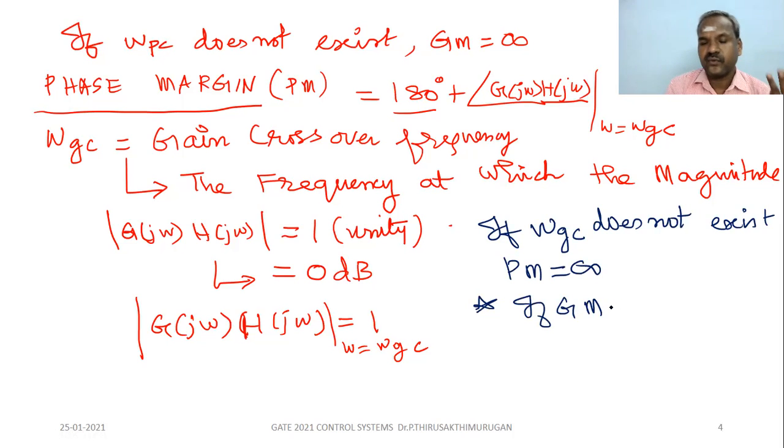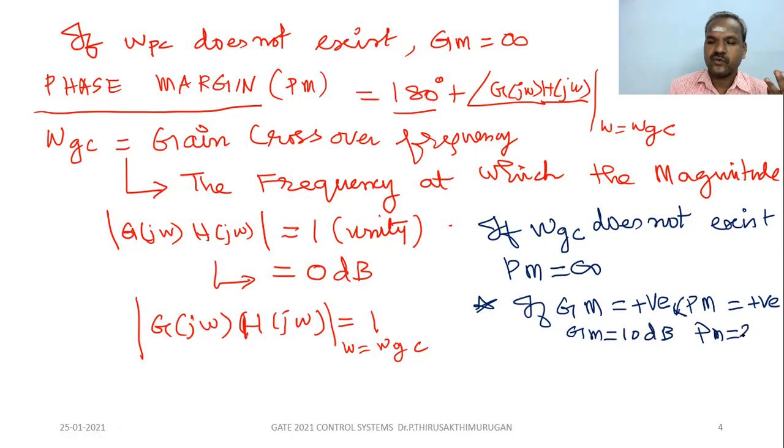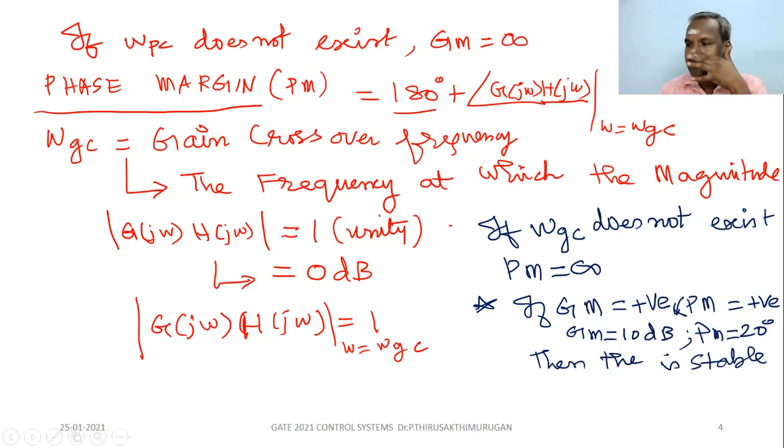Next, this can be used for relative stability analysis. If the gain margin is positive and the phase margin is also positive, both values positive, for example gain margin equal to 10 dB and phase margin equal to say 20 degrees, then the system is stable. This is according to gain margin and phase margin.